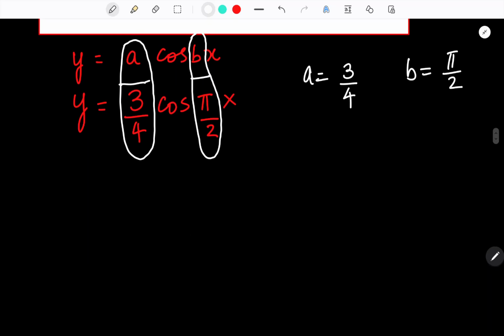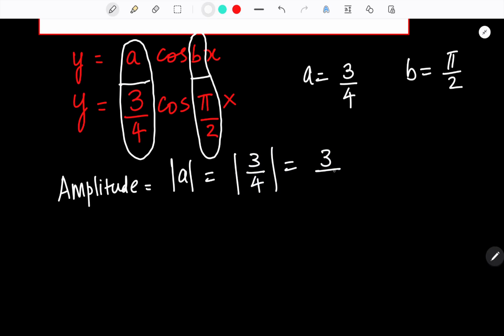Let's go to the question. The question is, we are going to find the amplitude and period. So let us find the amplitude first. What is the formula? Absolute value of A. So the absolute value of 3 by 4 is equal to 3 by 4. Teacher, do I need to put absolute here? Not necessary, but when you have a negative, be careful. Why? Amplitude cannot be negative. What is the word I said for amplitude? The meaning of amplitude is maximum distance. So distance cannot be negative.